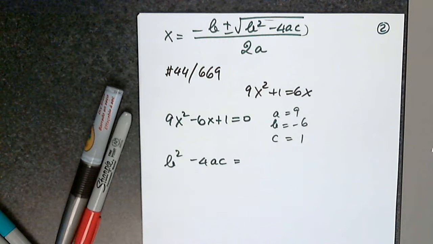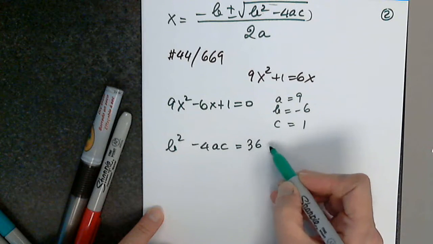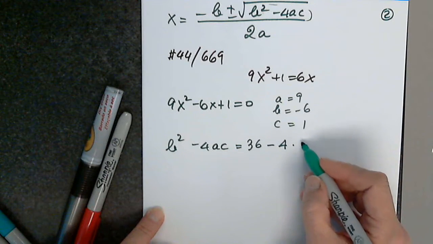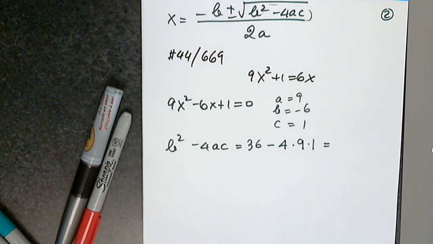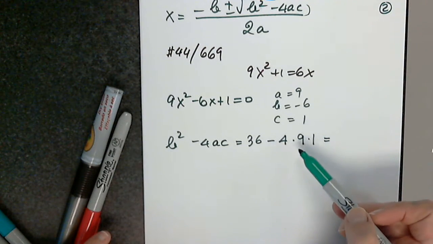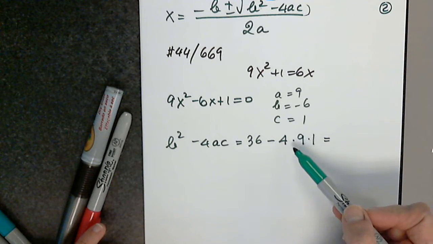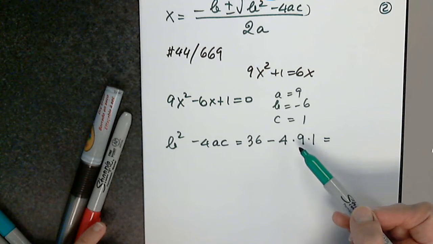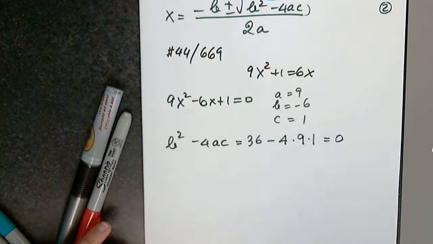Remember, B squared can never start with a negative number. Even if B is a negative number, I have to square that. So B squared equals how much? Very good. Minus 4 times A, which is 9, times C, which is 1. What is the answer? Four times 9, not 3 times 9. 36. Very good. Which is 0. Good.